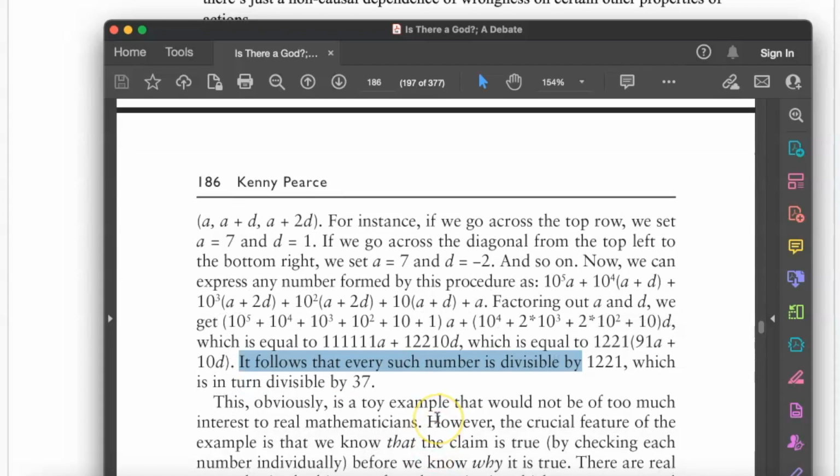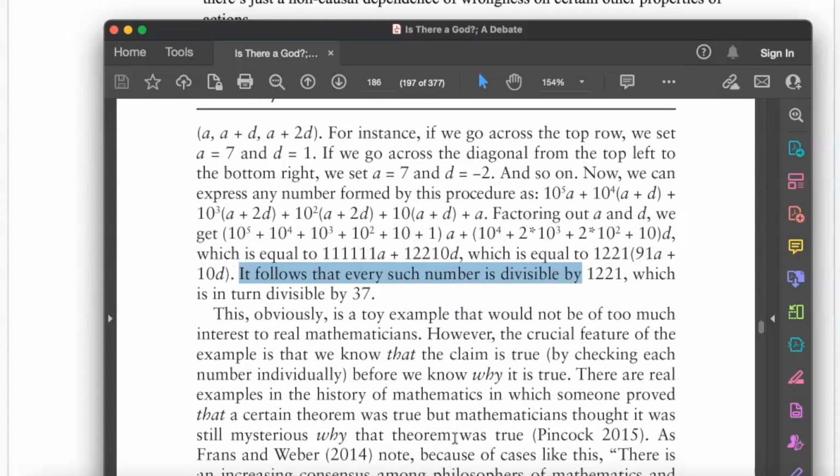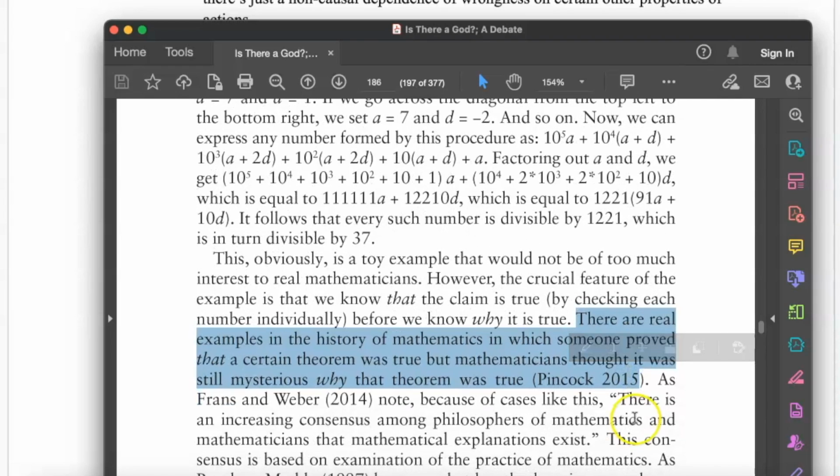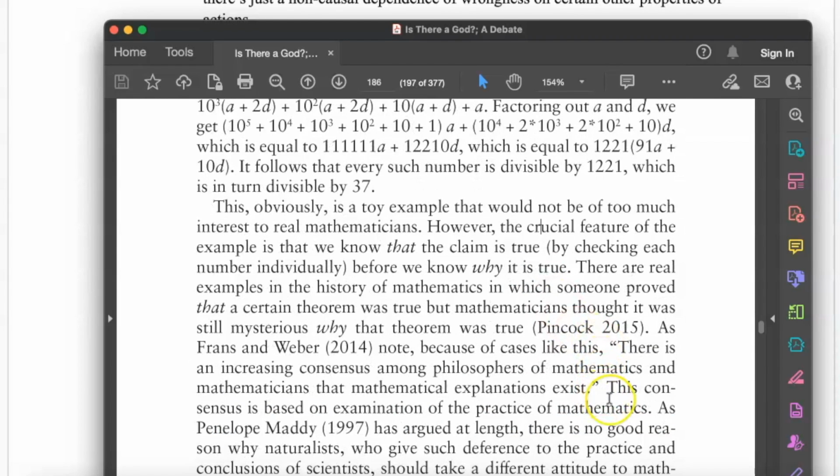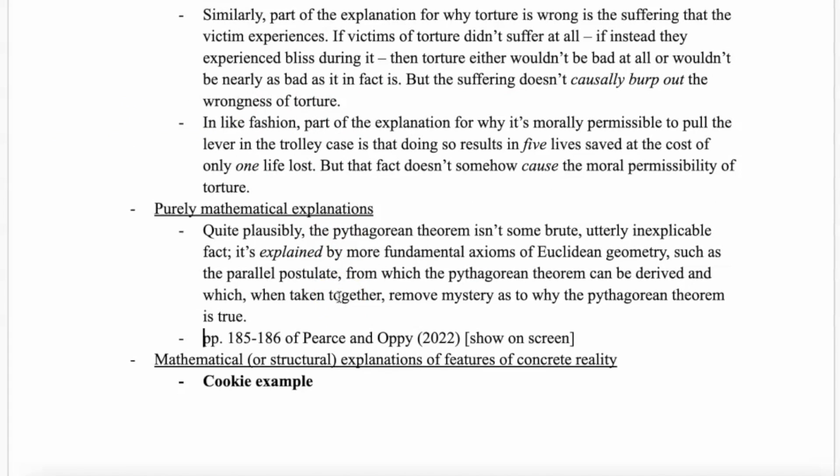Of course, this is a toy example that would not be of too much interest to mathematicians, but the crucial feature of the example is that we know that the claim is true before we know why it is true. And we have this explanation here which doesn't cite any causal factors whatsoever. And there are real examples in the history of mathematics in which someone proved that a certain theorem was true, but mathematicians thought it was still mysterious why that theorem is true. Because of cases like this, there is an increasing consensus among philosophers of mathematics and mathematicians that mathematical explanations exist. And of course, mathematical explanations are non-causal in nature. This consensus is based on examination of the practice of mathematics. So that's another class of non-causal explanations.